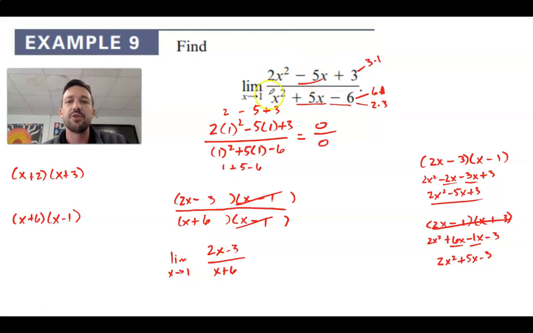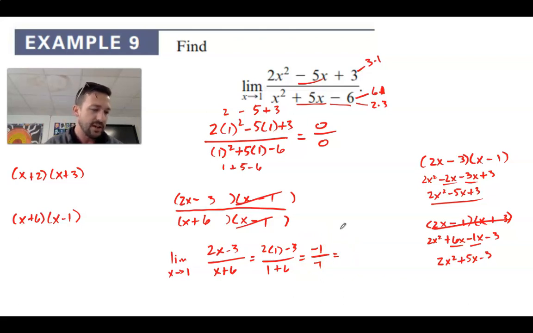Now, like I said, if you graphed this function and you graphed this function, they would look the exact same. Just this one would have a hole at 1, and this one would not. So we're going to plug in 1 now and see what we get. 2 times 1 minus 3 over 1 plus 6. And that gives us 2 minus 3 is -1 over 1 plus 6 is 7. And there's my answer. If you want to write it as a decimal, it'd be -1 divided by 7, and it'd be -0.14.